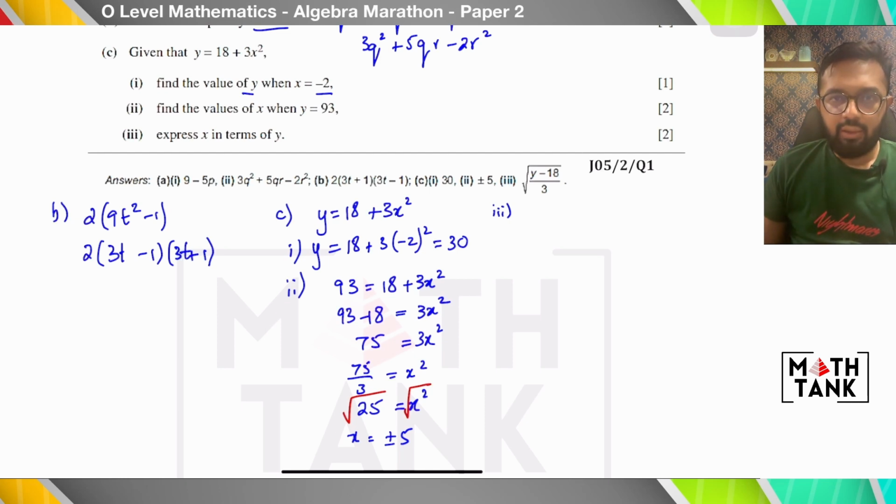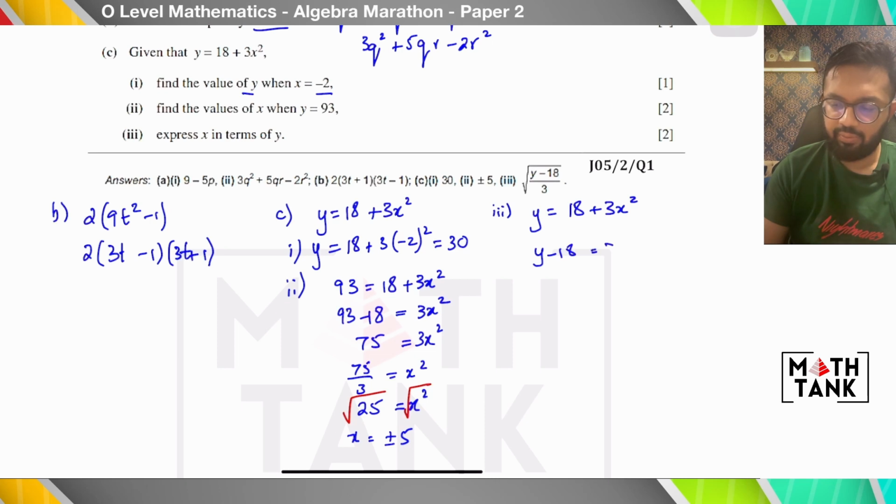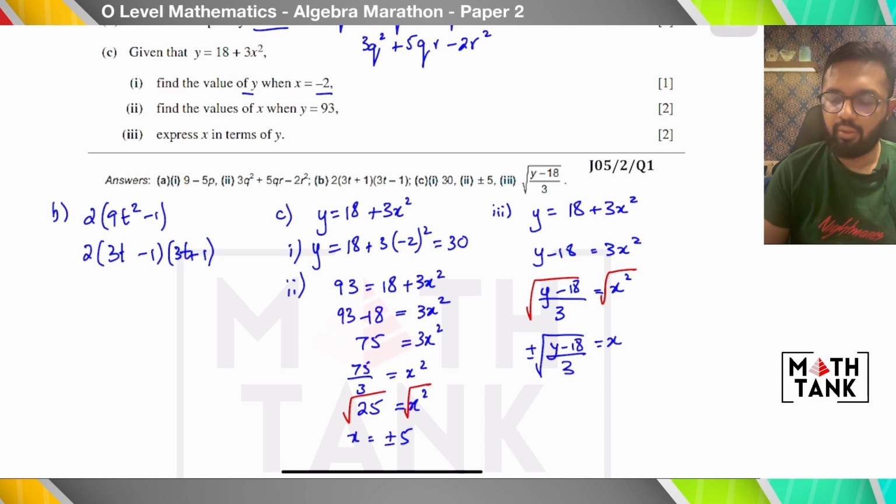Then part 3, it says express x in terms of y. I have to make x the subject. So y minus 18 equals 3x squared, and x squared is y minus 18 over 3. Now again, to remove a square, you put a root and you write x equals plus minus root of y minus 18 over 3.